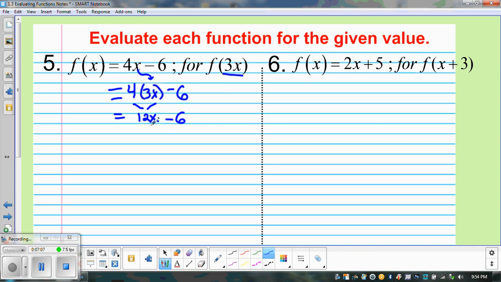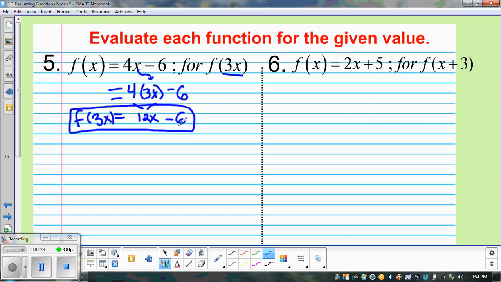Now please notice these are not like terms. The 6 does not have an x attached to it, so we cannot combine these two terms. We are actually already done. The way your final answer should look is f of 3x is equal to 12x minus 6. That is as far as we can simplify it at this time.